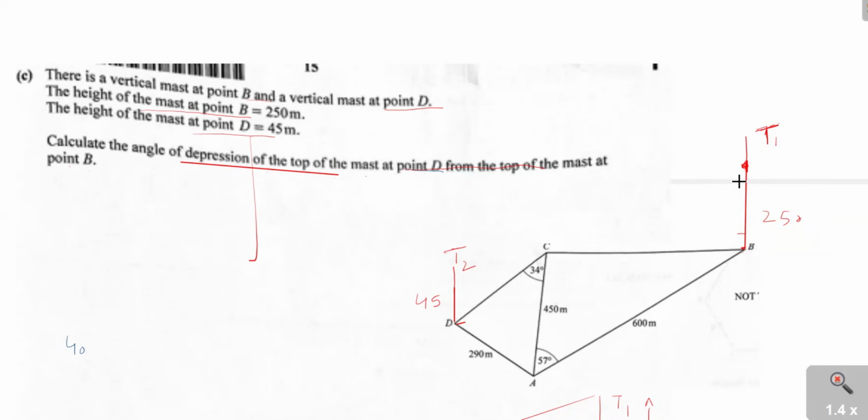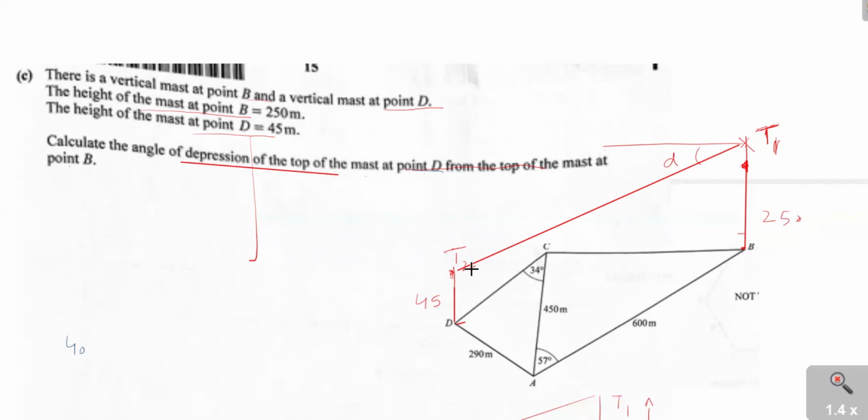Look here, this is the first mast of 250 meter. And this position is the top of the mast B. We name it as T1. And this second mast at point D is 45 meter. This top we name it as T2. And we have to calculate the angle of depression. This angle of depression will be the angle between this horizontal line and this line from the top of point B to the top of point D. Look here, this is the angle, and this angle is the angle of depression.